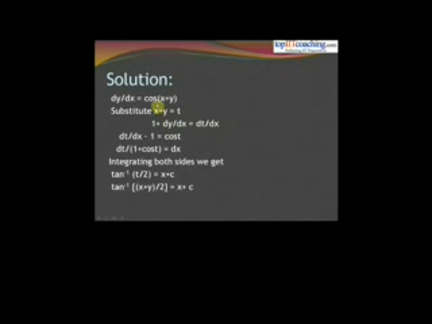So this equation reduces to dt by dx minus 1 is equal to cos of t. Now we can say that this can be easily solved by the variable separable method. So we bring (1 plus cos t) to the side of dt, and we bring dx to the other side to get dt by (1 plus cos t) equal to dx. Now this can be easily solved.